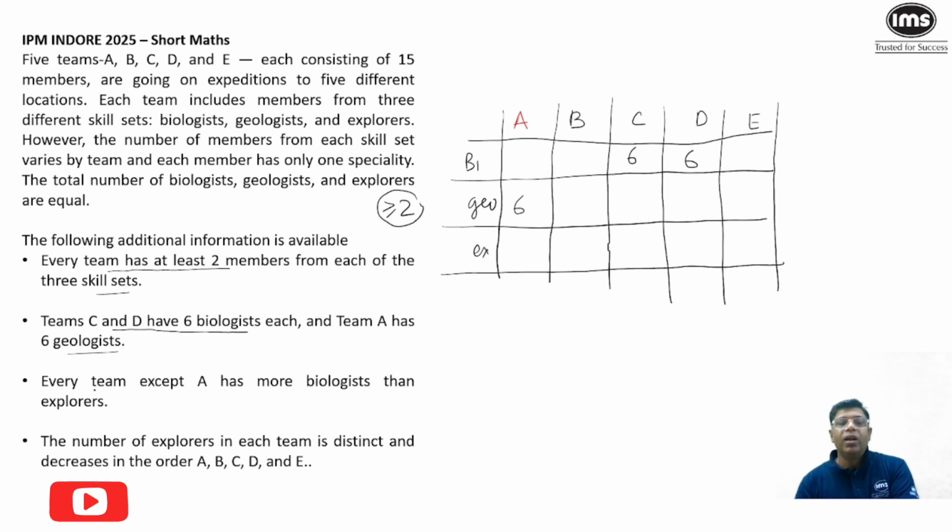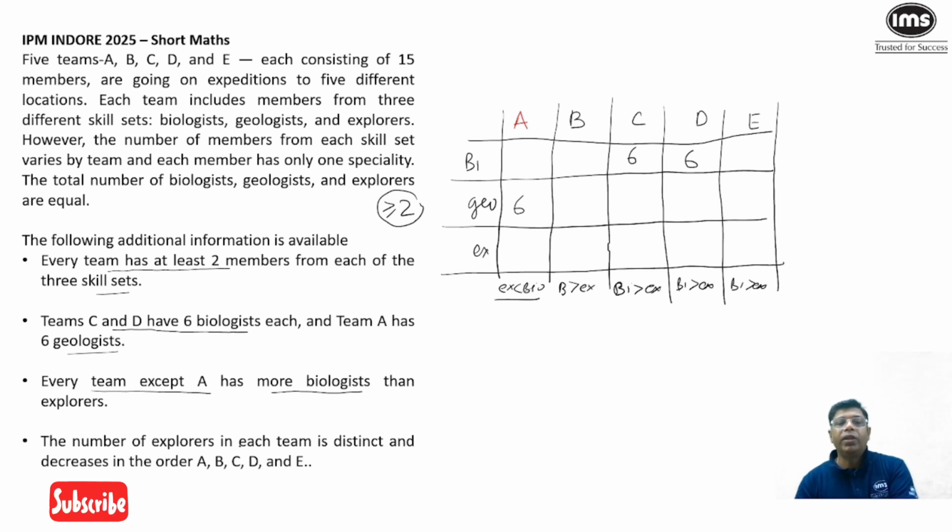That's every team except A. So if you leave out A, in every other team, it has more biologists than explorers. So here, biologists will be more than explorers. Biologists are more than explorers. Now here in team A it is the other way around. Explorers are more than biologists.